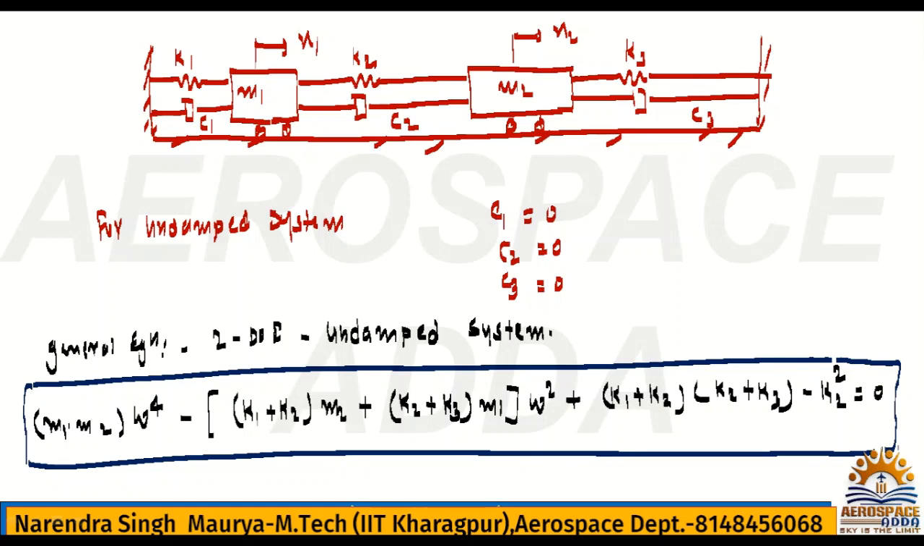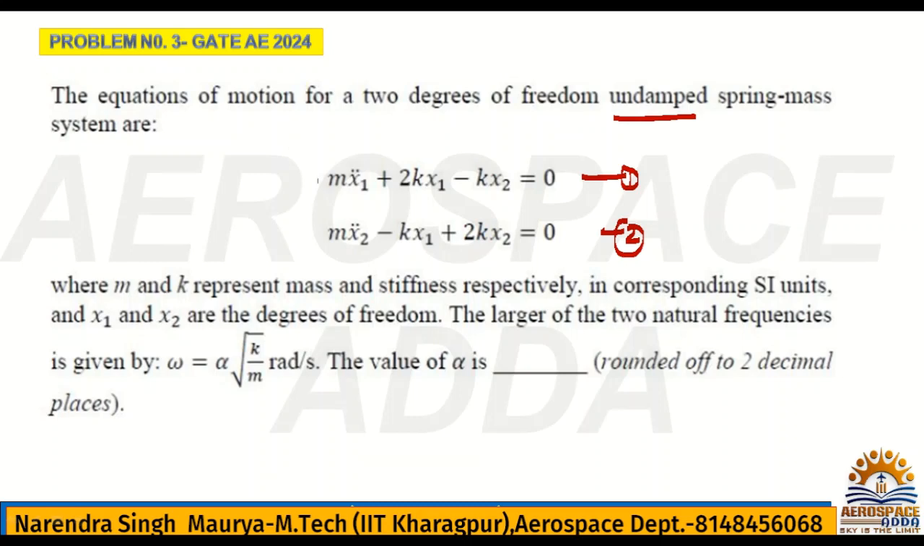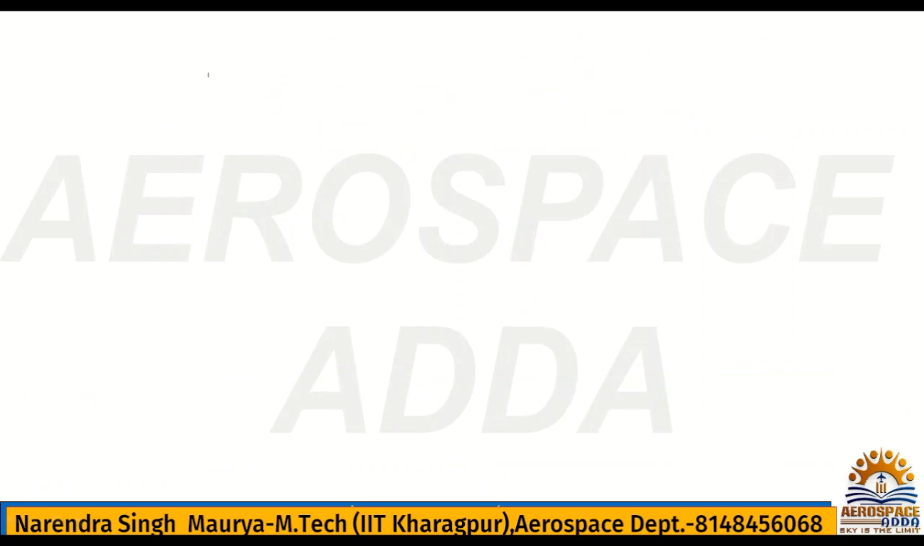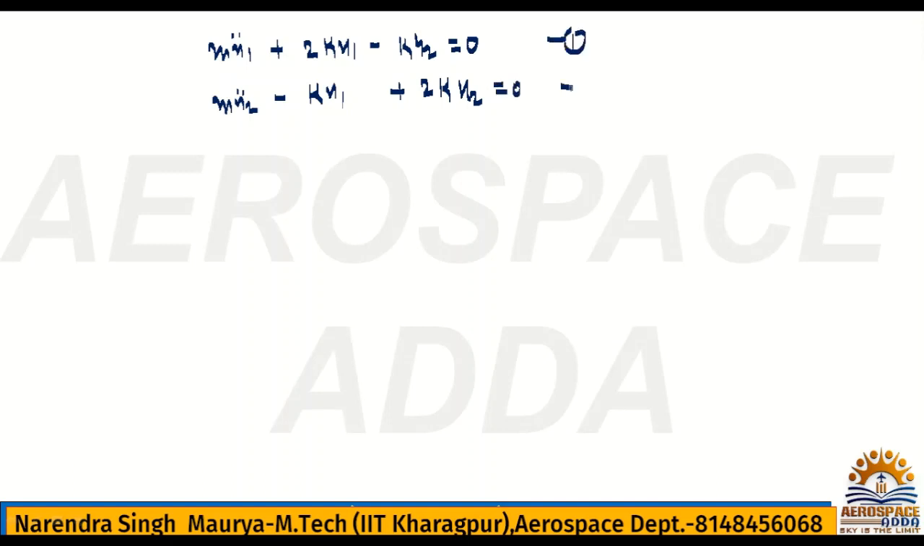Now check. Now what two equations they have given, we'll write these two equations. It is nothing but, let me open it in mobile. Just wait. Okay. So they have given the equations: m x1 double dot plus 2k x1 minus k x2 is equal to 0, and m x2 double dot minus k x1 plus 2k x2 is equal to 0. Two equations they have given, 1 and 2, right?